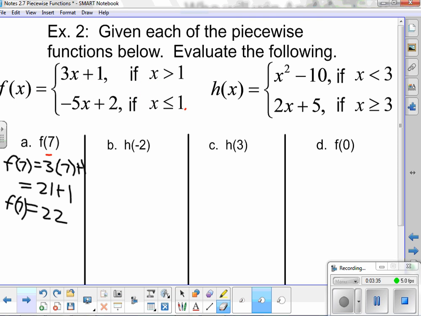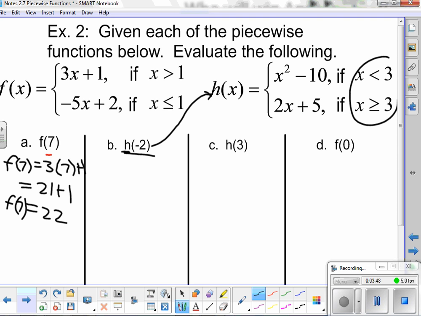Looking at the second one, h of negative 2, since it has h as your function, you should be looking at the h of x function. Negative 2. So look at your domain restrictions. It's based off of a 3. So you're going to use the top when your x's are smaller than 3. You're going to use the bottom when your x's are bigger than 3. So negative 2 is smaller than 3. So the smaller than 3 function is the top function right there, since negative 2 is smaller than 3. So you would use that one.